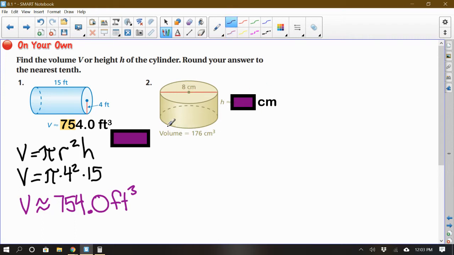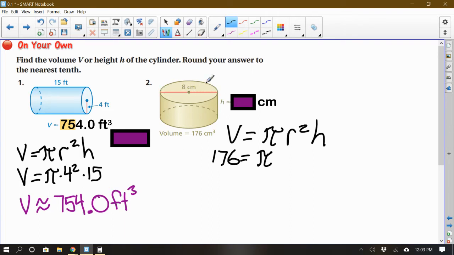Oh, now that's interesting. They gave us the volume this time, and we have to figure out the height. Okay, here we go. So again, start with the formula. Volume equals pi times the radius squared times height. Let's just plug in the numbers we know. They gave us the volume was 176. We're going to use our pi button again. The radius is, well, they gave us the diameter. The diameter is the whole way across the circle through the center. So if we want the radius, that would be half. So the radius is 4. So 4 squared times the height. But that's the thing we're trying to figure out this time.